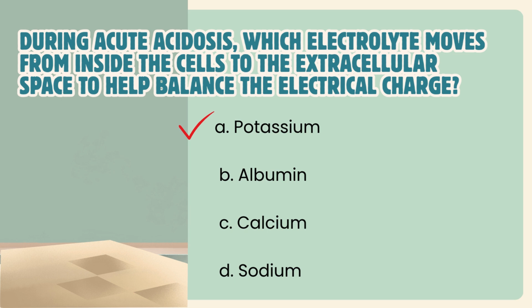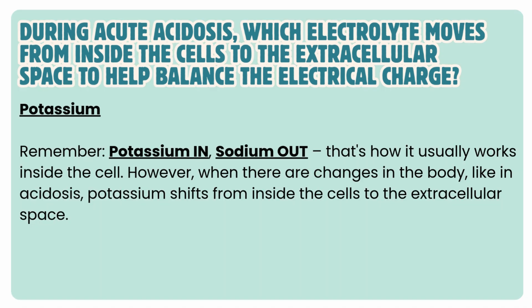Correct answer. A. Potassium. Remember, potassium in, sodium out. That's how it usually works inside the cell. However, when there are changes in the body, like in acidosis, potassium shifts from inside the cells to the extracellular space.